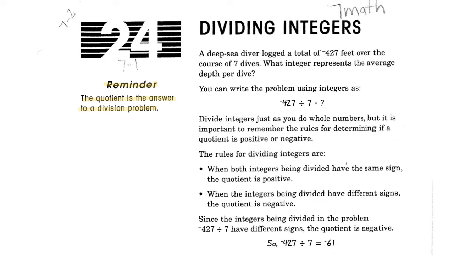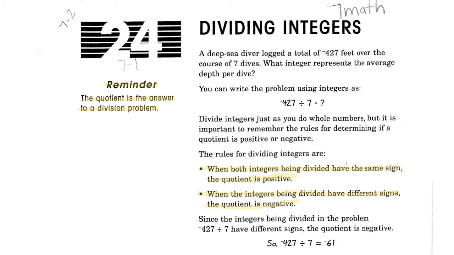It says divide integers just as you do whole numbers, but it's important to remember the rules for determining if the quotient is positive or negative. The rules for dividing are: when both integers being divided have the same sign, whether it's positive or negative, the quotient is positive. When the integers being divided have different signs, the quotient is negative. It's just the same as when we were multiplying in the last lesson.